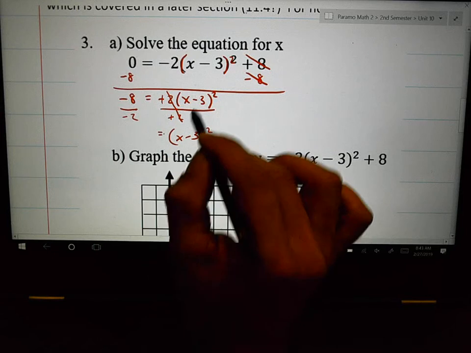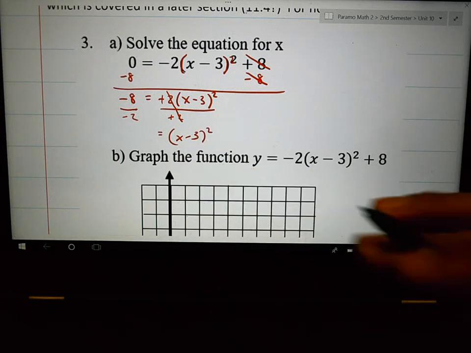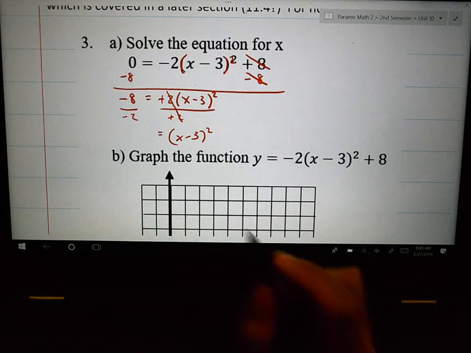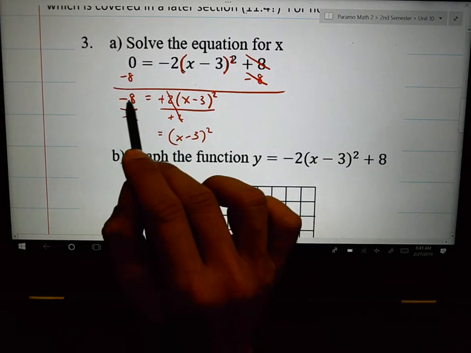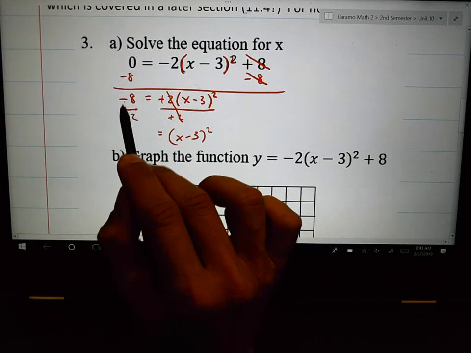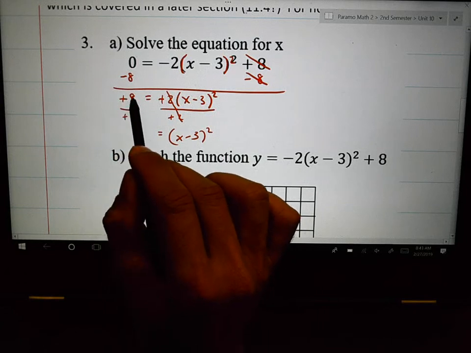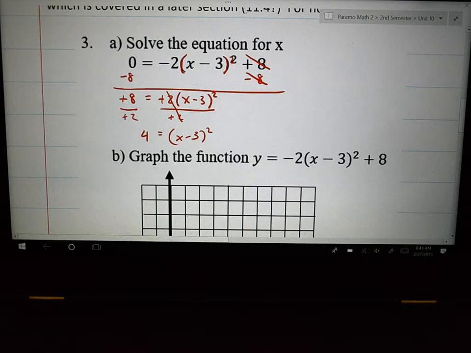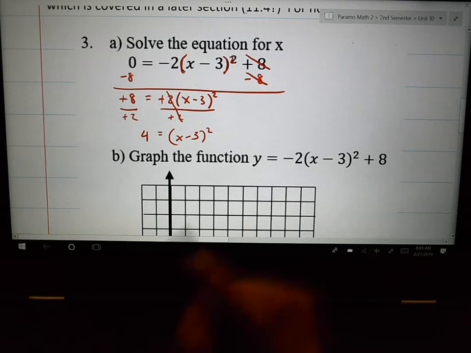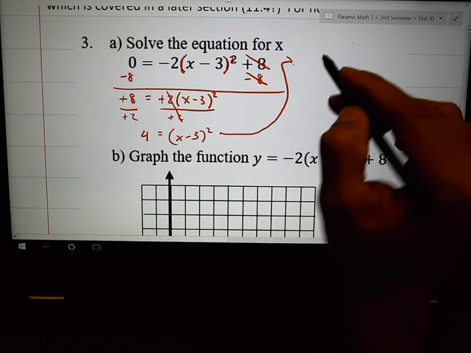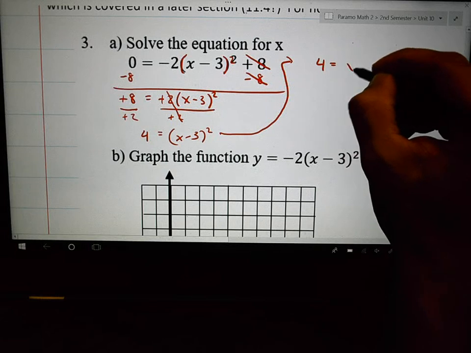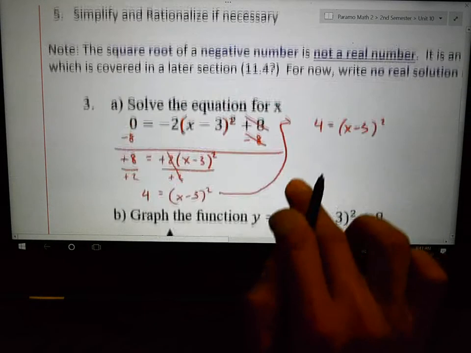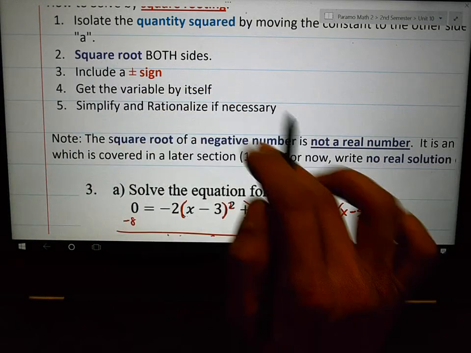You're getting this quantity squared, this x minus 3 in parentheses squared. I call it a quantity because it's a group. Equals this divided by that. Negative divided by a negative is a positive. 8 divided by 2 is 4. Once you get here, your next step says square root both sides.